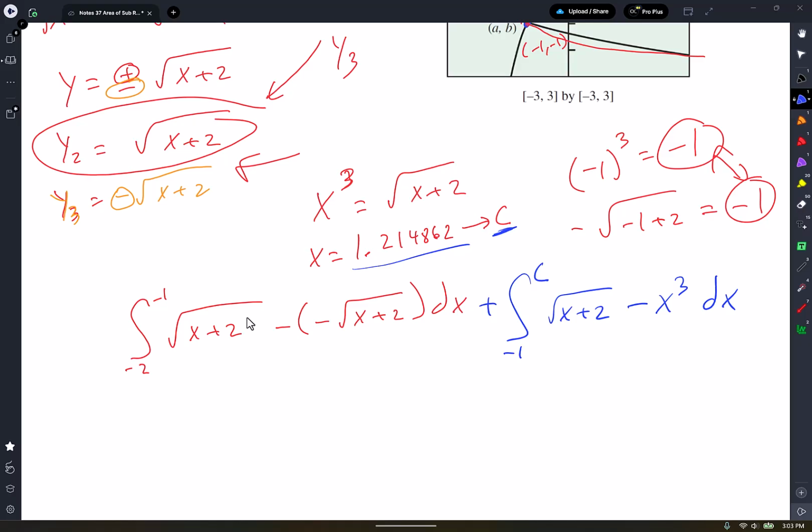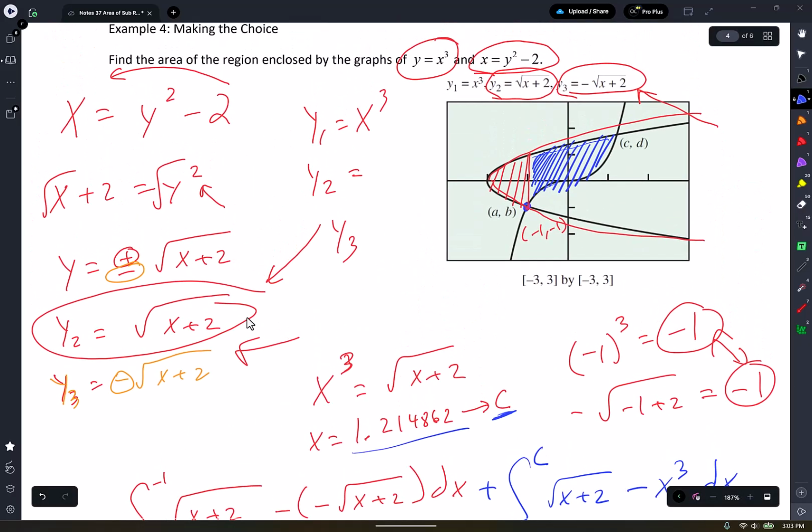Upper minus lower. I just did upper minus lower. That's the top curve, that's the bottom curve. Upper minus lower. This bottom curve is the negative part, negative square root of x plus 2. This top curve is the square root of x plus 2. Upper curve minus lower curve, for the portion in red only.